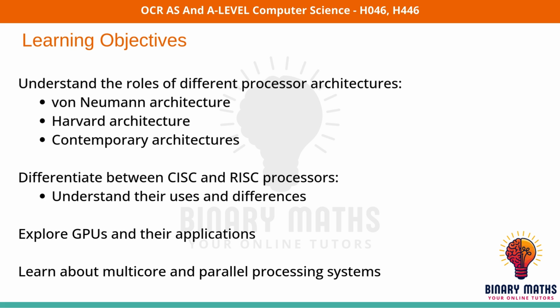Let's talk about GPUs, or graphics processing units. Originally designed for rendering graphics, GPUs are now used for a variety of tasks beyond gaming. Their parallel processing capabilities make them ideal for applications like machine learning, scientific simulations, and even cryptocurrency mining. GPUs can handle thousands of operations simultaneously, making them incredibly powerful for specific tasks.